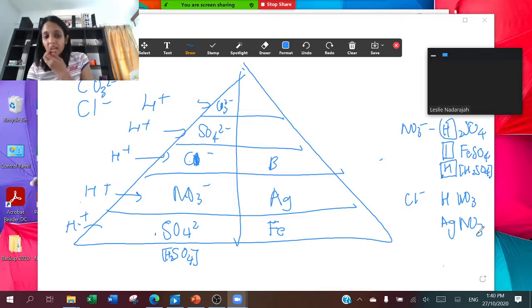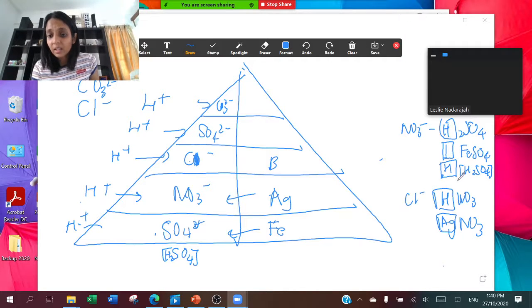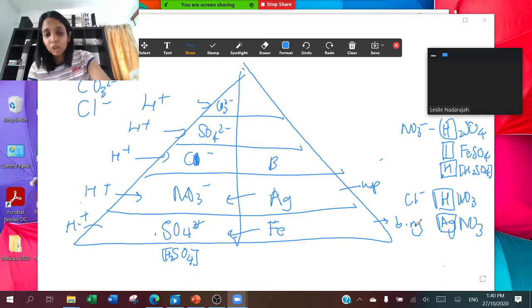AgNO3. So compare FeSO4, and HNO3 with AgNO3. How do you remember? For chloride it is Hug, just now for nitrate it is He. What am I going to get here? A white precipitate. And here I'm going to get a brown ring. Now I've done nitrate and chloride. Now I want to do sulfate. I must close sulfate and look down.